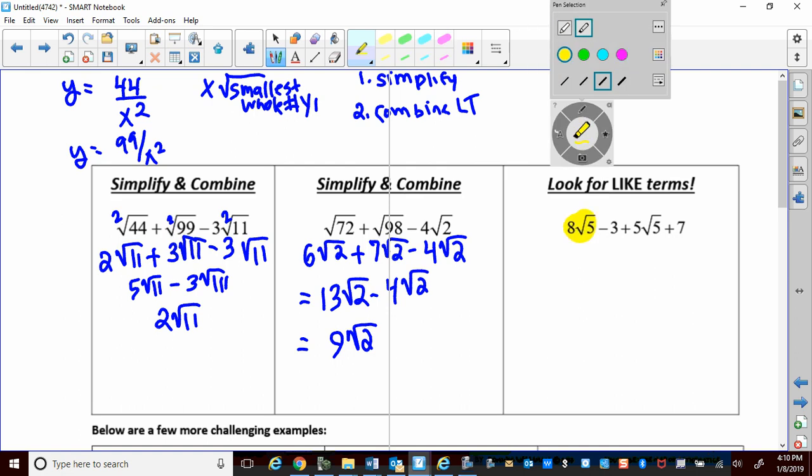So here's a like term, and here's a like term. Here's a like term, and here's a like term. So combining my root 5s, I have 8 plus 5, or 13 root 5. Negative 3 plus 7 is positive 4. Right?